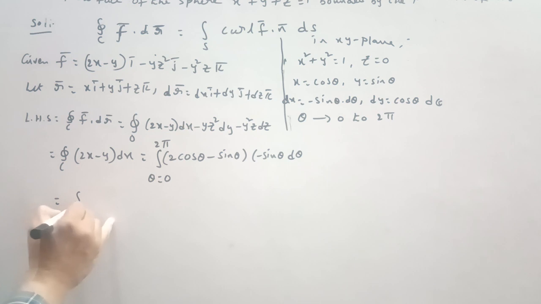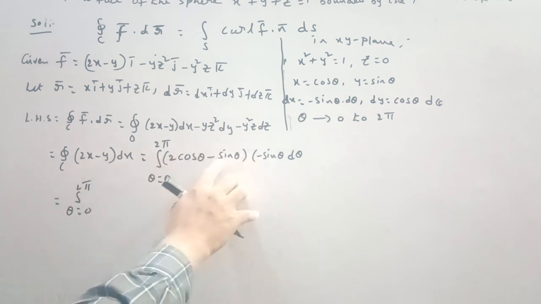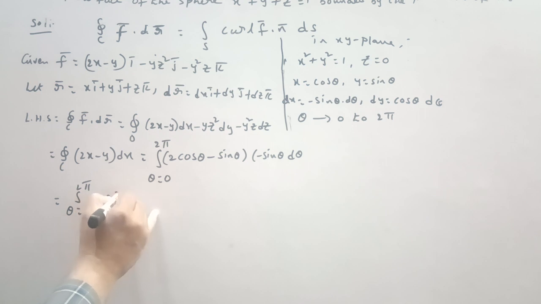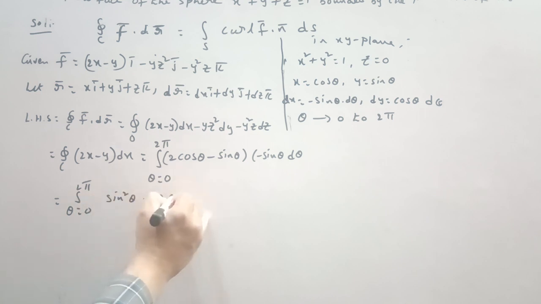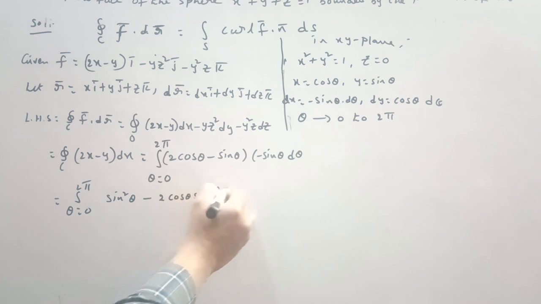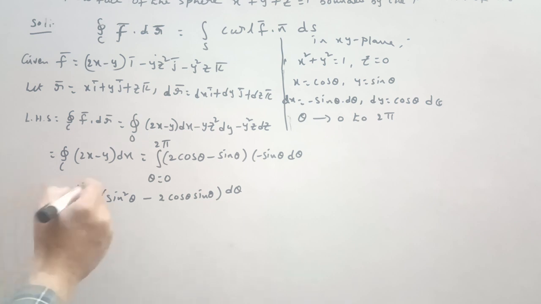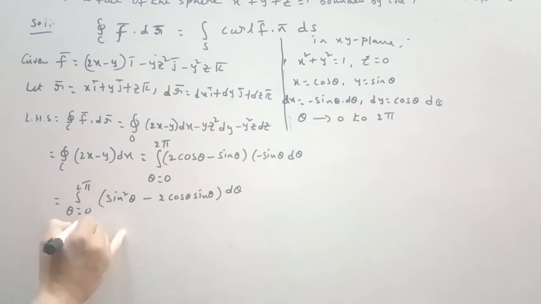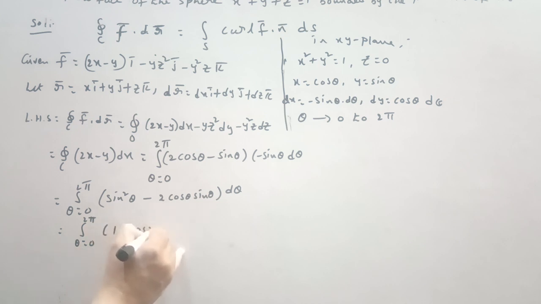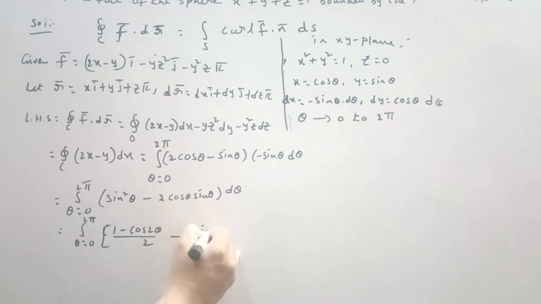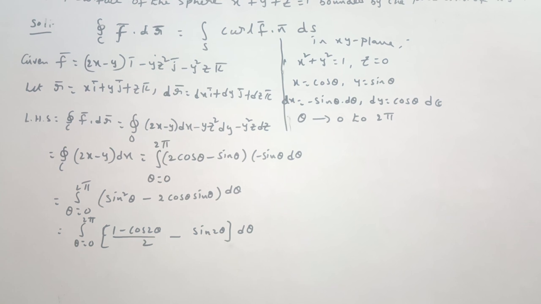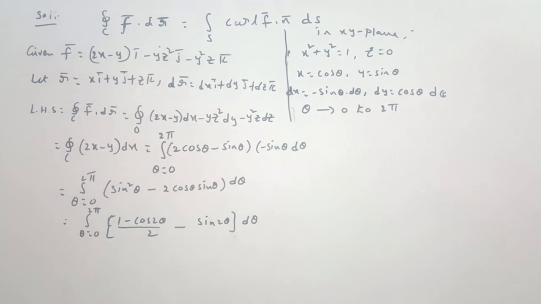Now theta from 0 to 2 pi, multiplying by minus sin theta, minus into minus gives plus, I get sin square theta. So minus 2 cos theta sin theta I get. Sin square theta can be written as (1 minus cos 2 theta) by 2. Then here minus 2 sin theta cos theta is minus sin 2 theta, into d theta. So many trigonometric formulas we have to use here. Now if I integrate, 1 by 2 stays outside.